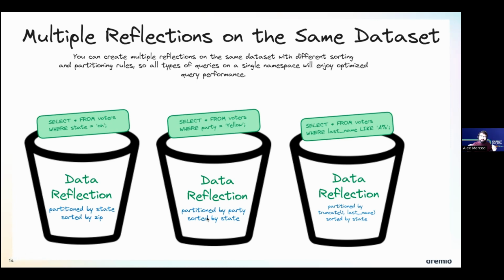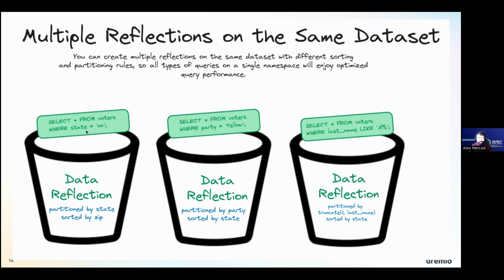In this case, we have one that's partitioned by party. So basically, each partition has data files only covering that party, and each of those files are sorted by the state that they're in. And then we have a third one that's partitioned by the first letter of the last name, okay? Because you can use Iceberg transforms in your partitioning rules, which is pretty cool, because that gives you extra flexibility in how you partition these reflections. And it's sorted by state.